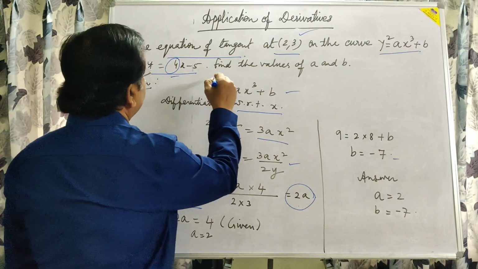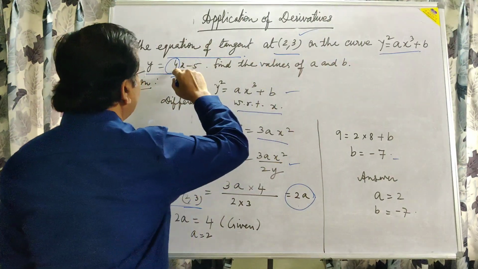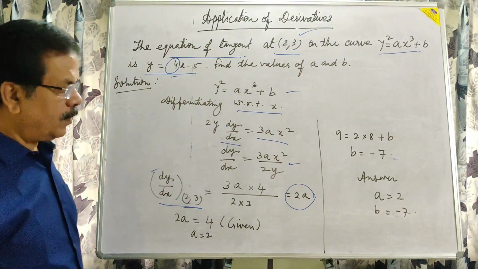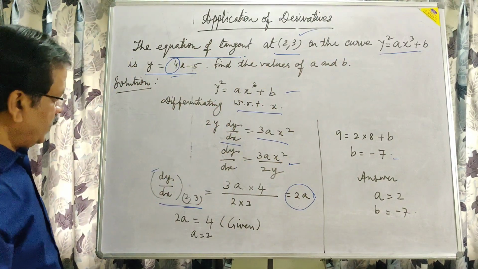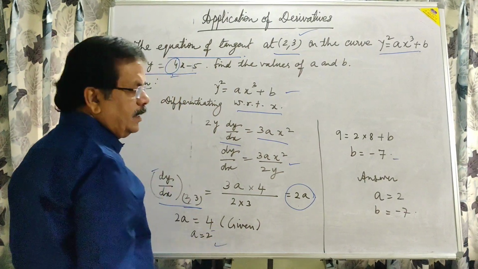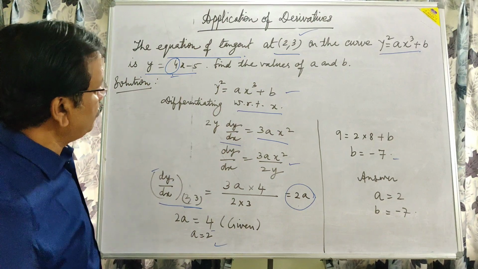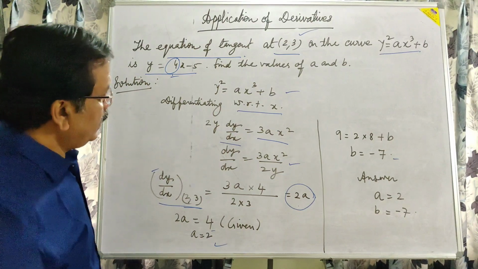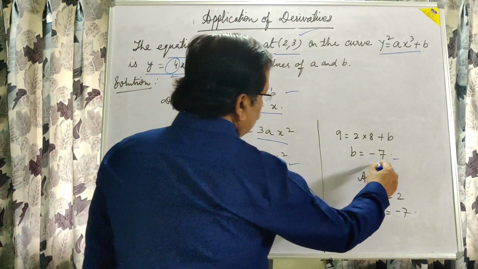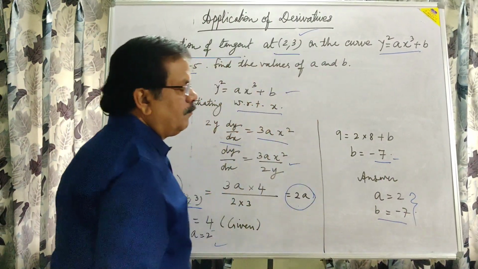This will be the same as 4, because it is given that the equation of tangent is this, which means the slope will be the same as the slope of the given line. Equating this to 4, the slope of this line, a comes out 2, and after substituting the values of x, y and a, we get b is equal to minus 7, and so this is what we had to find out.